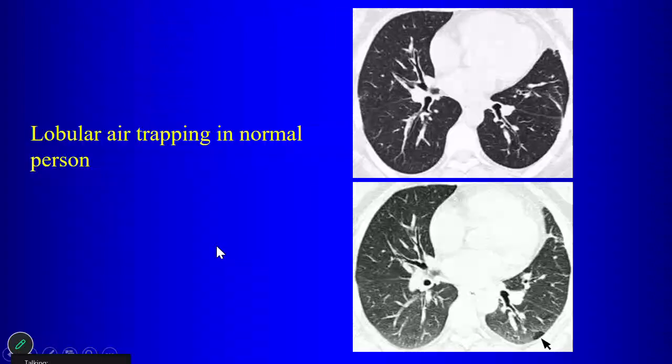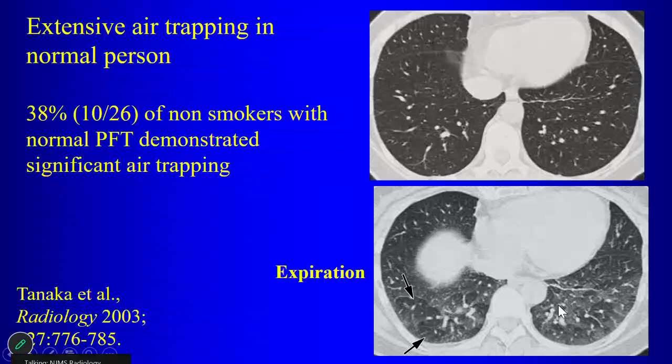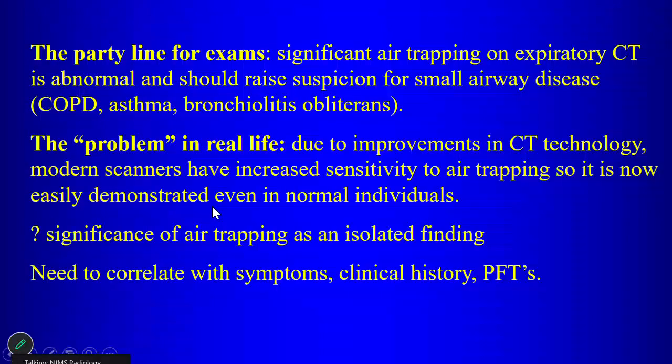Okay. This is a normal patient. Normal patients can also demonstrate air trapping if you happen to do expiratory views on those patients. So 38% of non-smokers with normal pulmonary function tests in this study demonstrated significant air trapping. Some air trapping there in a perfectly normal patient. Okay. Here's some extensive air trapping in an otherwise normal patient. Okay. So just because you see air trapping on a CT does not necessarily mean that that is clinically significant. So you have to be careful of that.